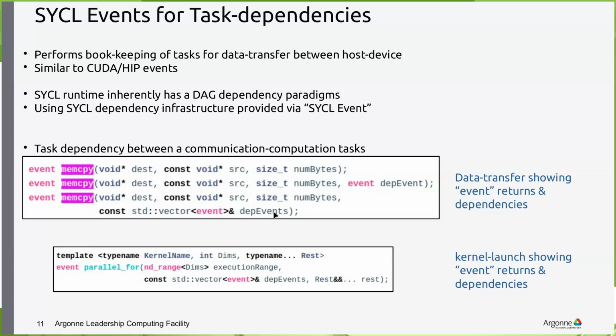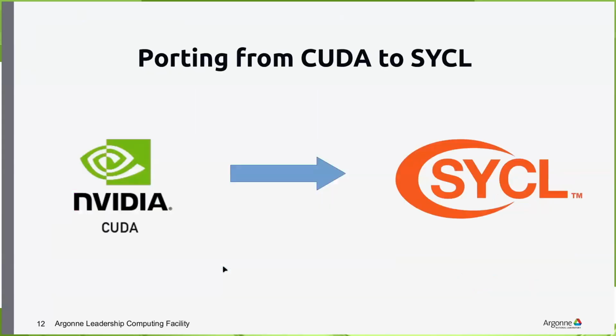As you can see, there are event dependencies. These are nothing but events that are acting as dependencies. So in order to start this copy operation, this dependency event first needs to complete. You can create a chain of dependencies by passing an explicit event as well. And similarly for a kernel launch.